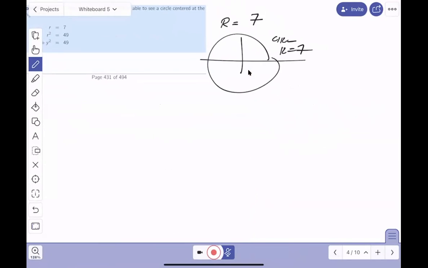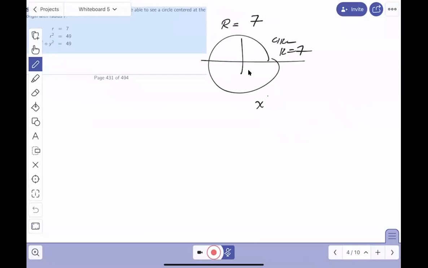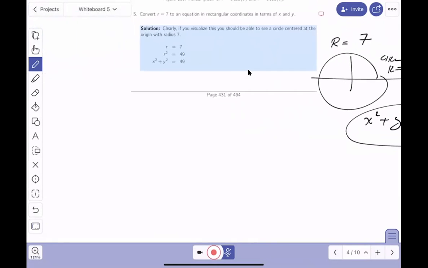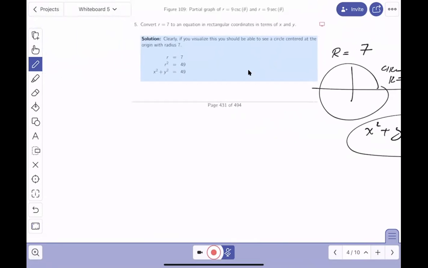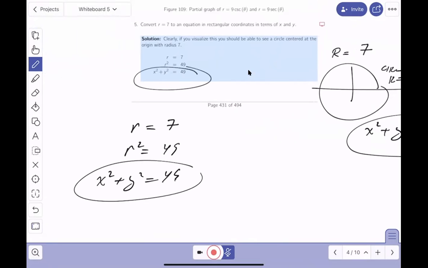You could visualize that. If you want to write that down, what's it going to be? x squared plus y squared is equal to 49. And that's the equation of that circle. If you prefer, you might say to yourself, I don't want to visualize it. Well, if you didn't want to visualize it, what I would probably do is square both sides. You would get r squared equals 49, and r squared is x squared plus y squared, so x squared plus y squared is equal to 49. So a visualization is not important. You could do that either way.